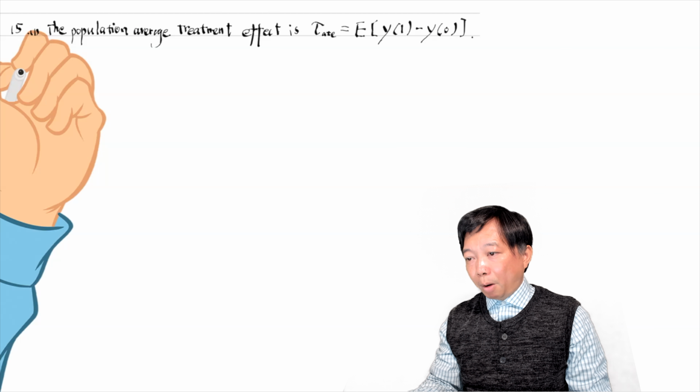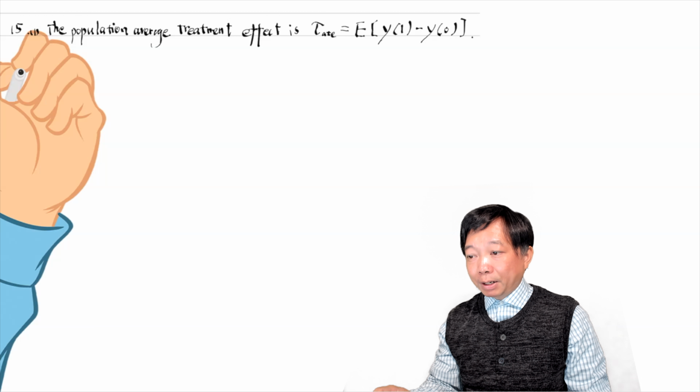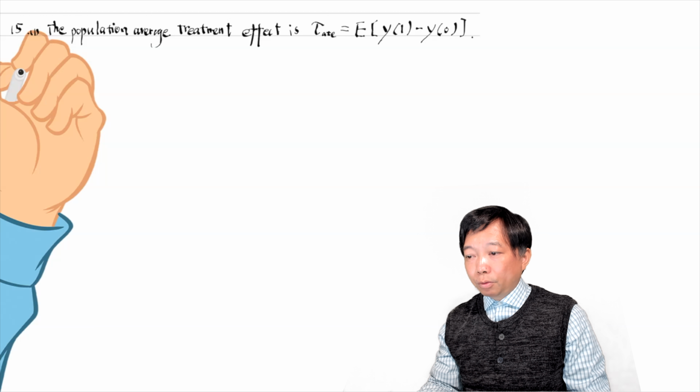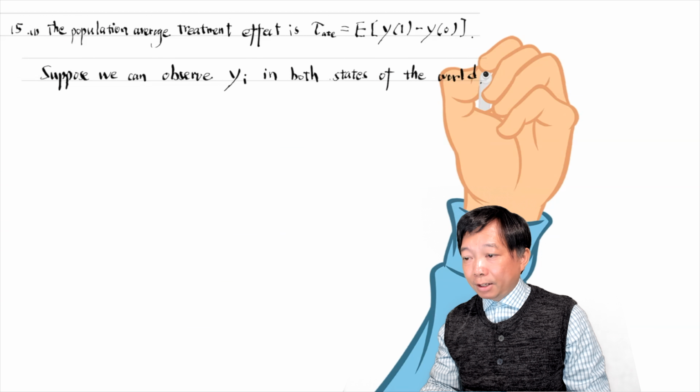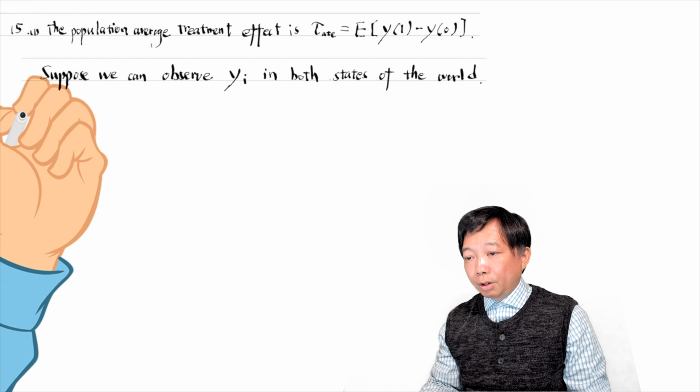We write down the population average treatment effect formula. The population average treatment effect is the expectation of the difference between the outcome variable in the two different states of the world. We imagine we could observe yi in both states of the world. We need to prove that the sample mean is an unbiased estimator for the population average.